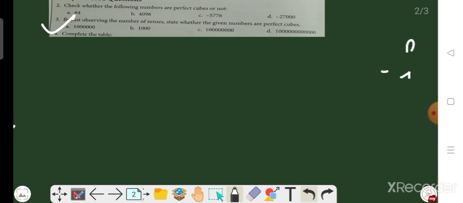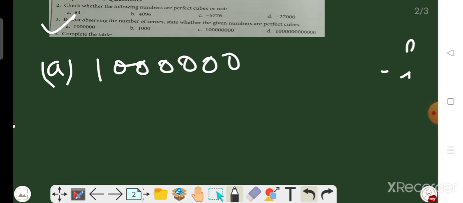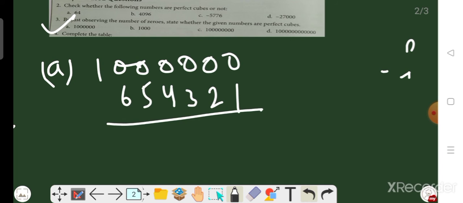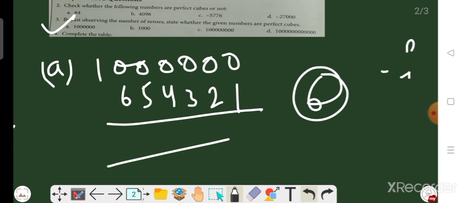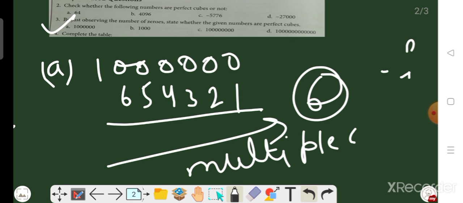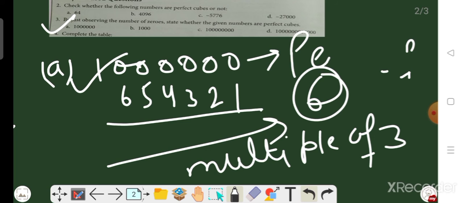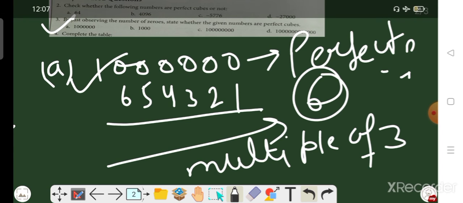In the A part beta, we have been given a number. Count the number of zeros: 1, 2, 3, 4, 5, 6. How many zeros are there? 6. And you know that 6 is a multiple of 3. So from here we can say that this given number is a perfect cube beta.